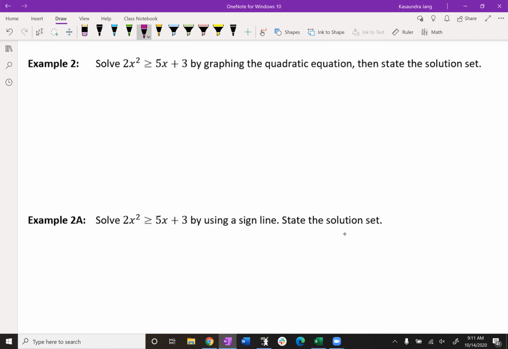So I've got my 2x squared. I'll probably subtract the 5x over. I'll subtract the 3 over. The inequality has not changed. It's still greater than or equal to. All that is greater than or equal to 0 now.